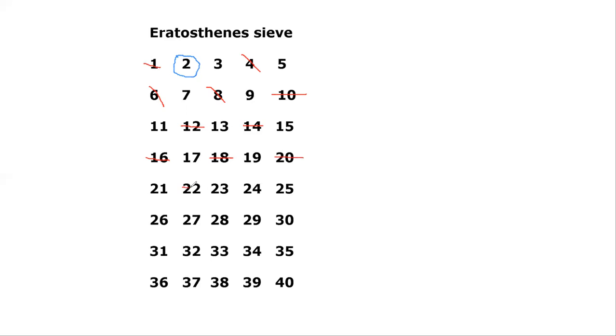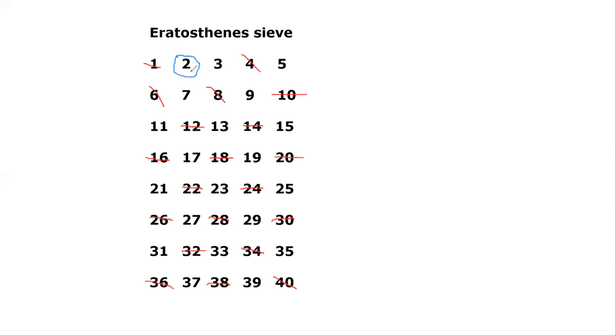20, 22, 24, 26, 28, 30, 32, 34, 36, 38, 40. So you see 40, it means the question says prime numbers less than 40. It could also be prime numbers less than 30, numbers 1 to 30, or less than 50, numbers 1 to 50.